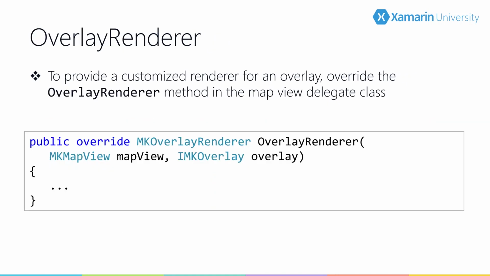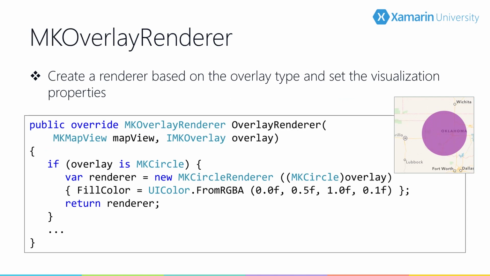To make an overlay visible on the map, override the OverlayRenderer method in the map view delegate. Then check the type of the passed-in IMKOverlay interface. You'll need to create a renderer to match the overlay type. In the code that you see here, we create an MKCircleRenderer, we set its fill color, and then we return it. If no renderer is returned, then the overlay will not be visible on the map.